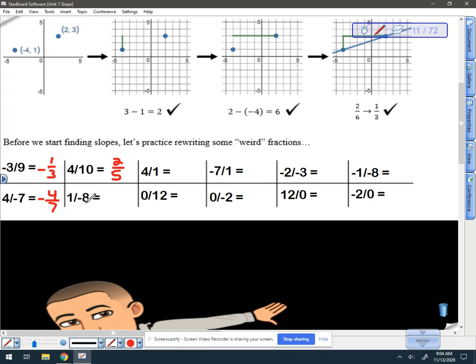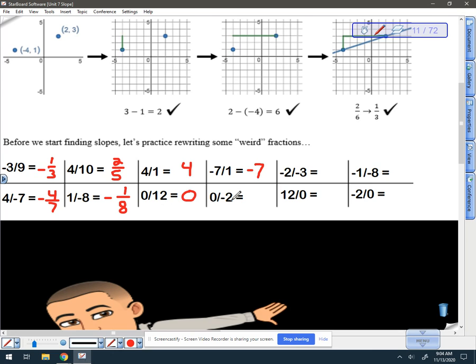1 over negative 8. Positive and a negative give me a negative. Can't simplify 1 over 8, so it's just negative 1 over 8. 4 over 1. 4 divided by 1 gives us 4. 0 over 12. 0 divided by 12 gives us 0. Positive and a negative make a negative. 7 divided by 1 is 7.